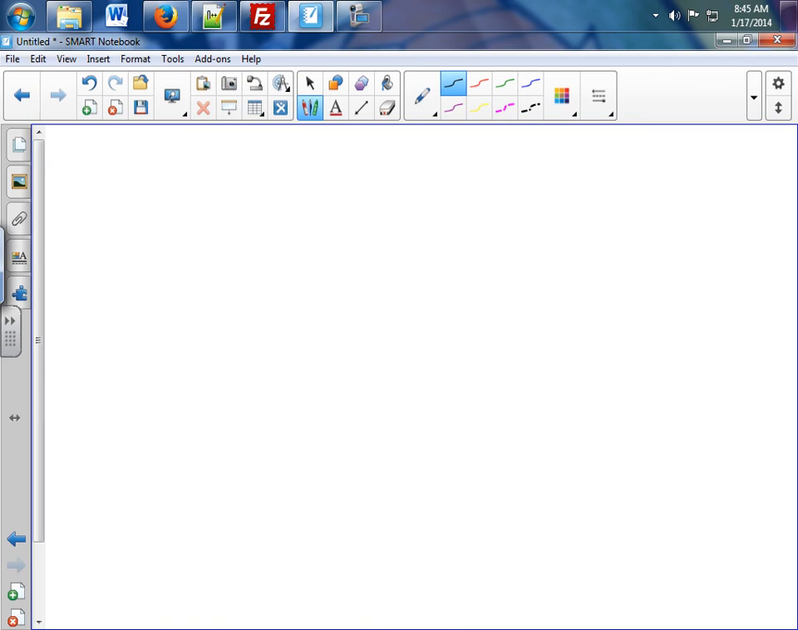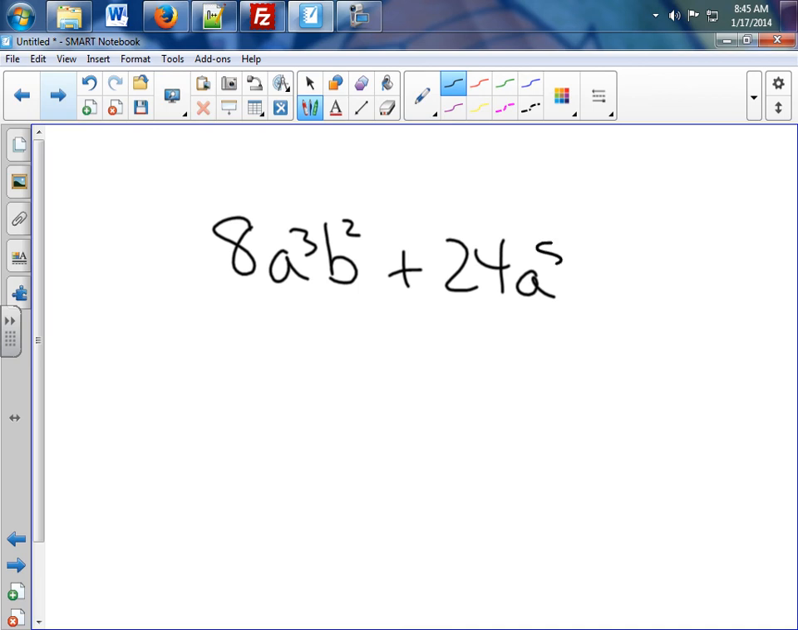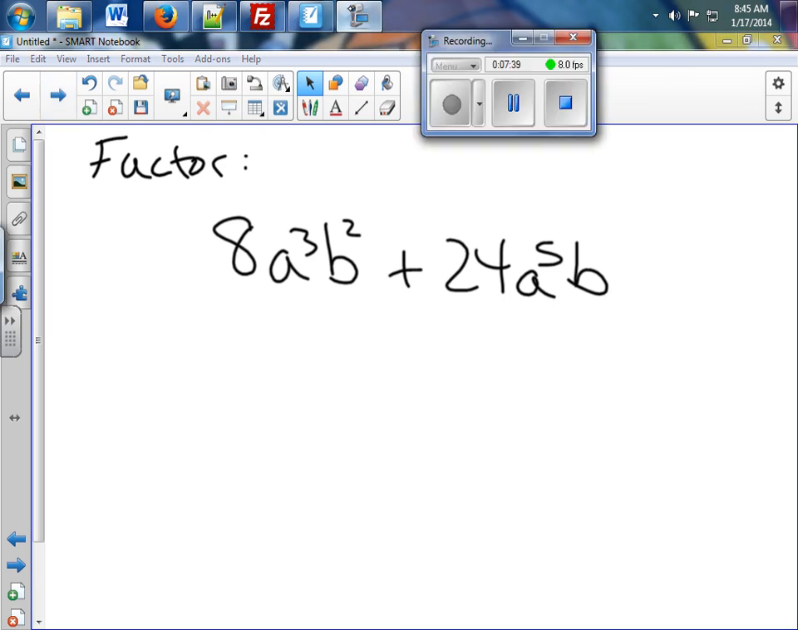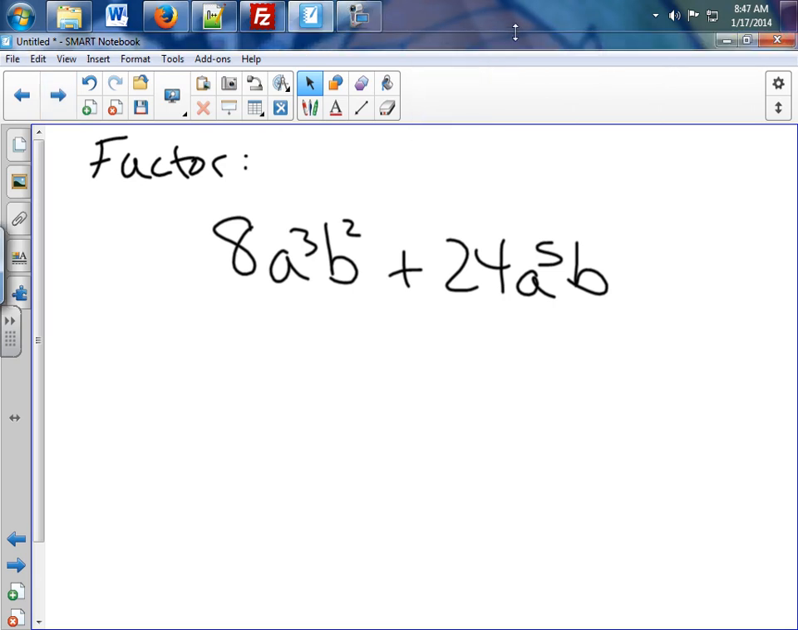I'm going to give you another one to do. This one is yours. I'm going to give you an 8 a to the third b squared plus 24 a to the fifth b. And I'm going to tell you to factor this. So I want you to factor this. Find the GCF. Pull it out.